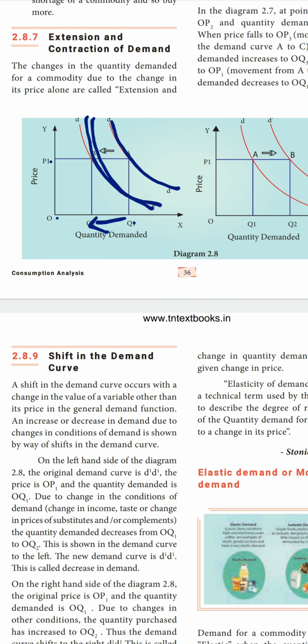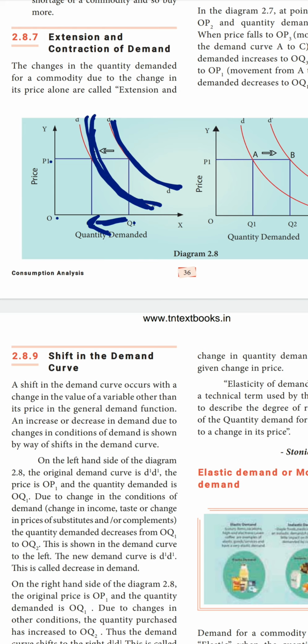D dash to D dash, it is not D dash to D dash, it is D to D. This only is the original demand curve. This is when the demand changes, that means your taste changes, or your income decreases, it may be anything there. Due to some causes, the quantity of purchasing is decreasing, that means the quantity demanded of that product is decreasing.